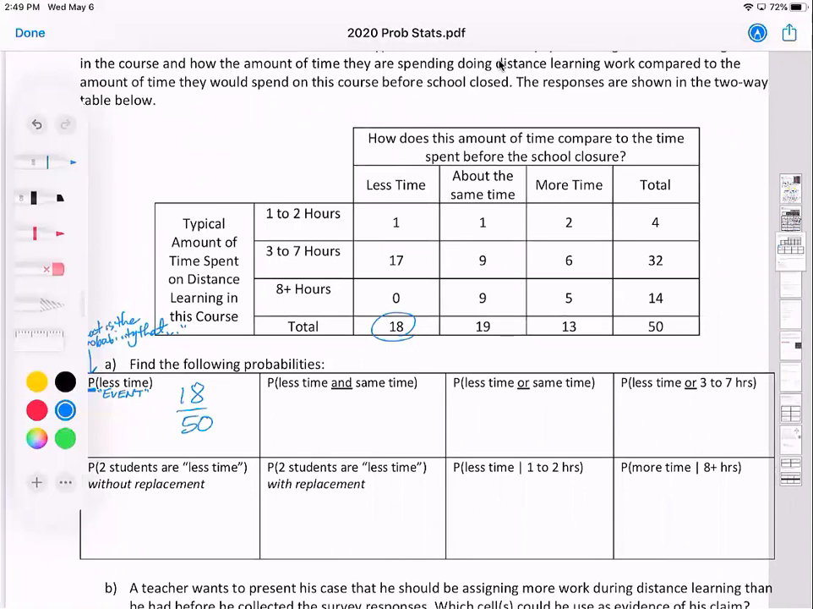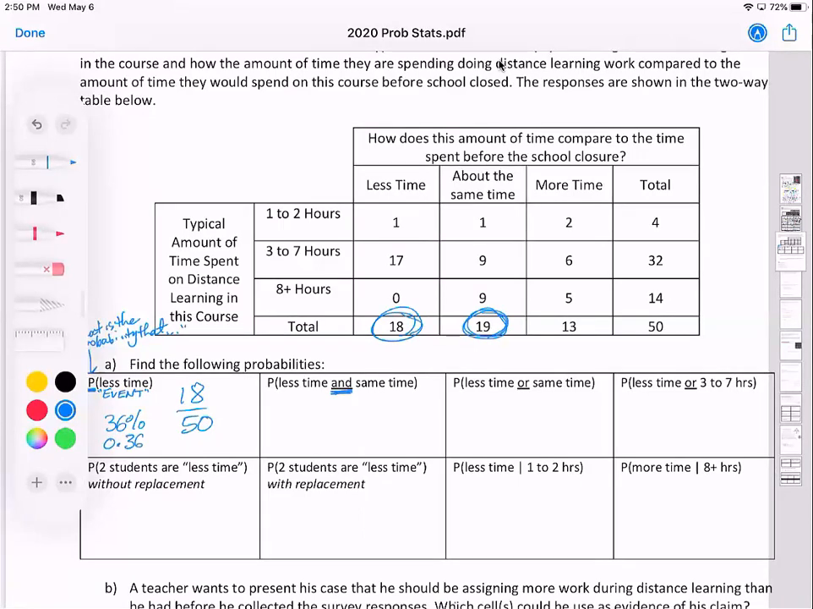Now, if you want to write that as 36% or 0.36, any of those ways are acceptable. If you're doing an assignment, just make sure you follow the directions closely for how we'd like you to type your answers. Next question: the probability that you pick a student who is spending less time, I already have that one circled, and the same time. Oh, less time and the same time. So that would be the probability they're spending less time and the same time.